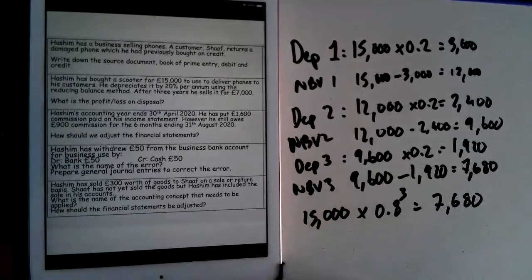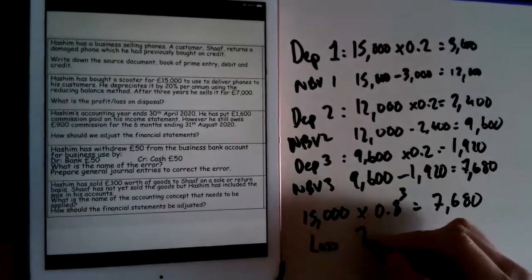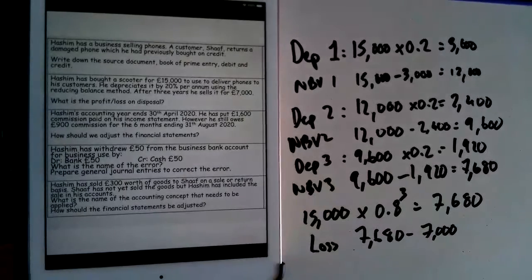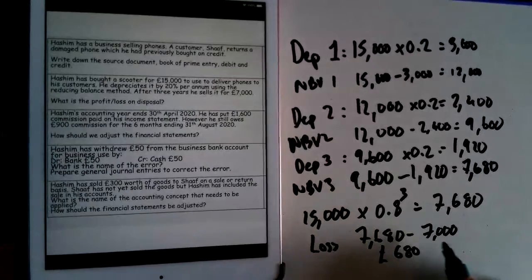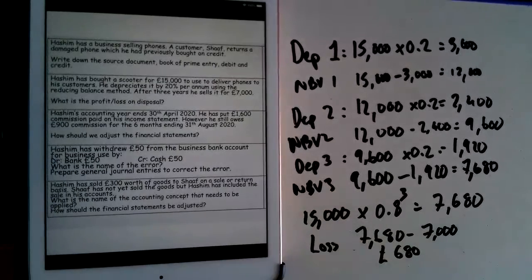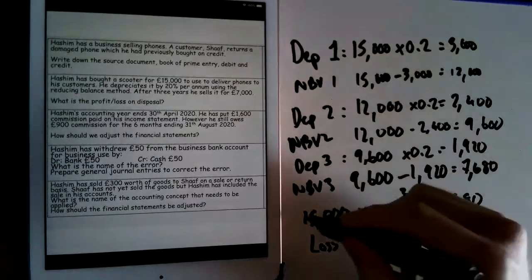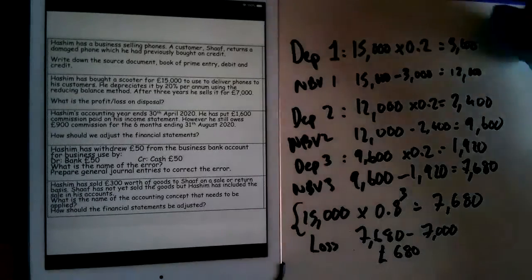But we sold it for 7,000, or Hashim sold it for 7,000, so he's made a loss. Net book value, take away the selling price, gives us 680, or disposal proceeds, I should call that, rather than the selling price. So it's a loss of 680. So you can do all this if you want, if that helps, or you can just do it in one line using your math skills.